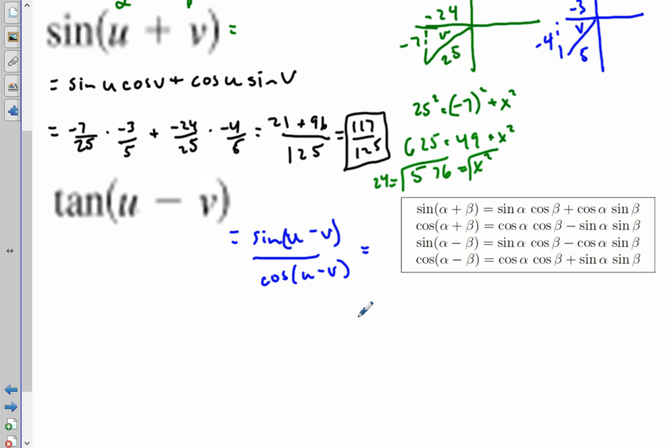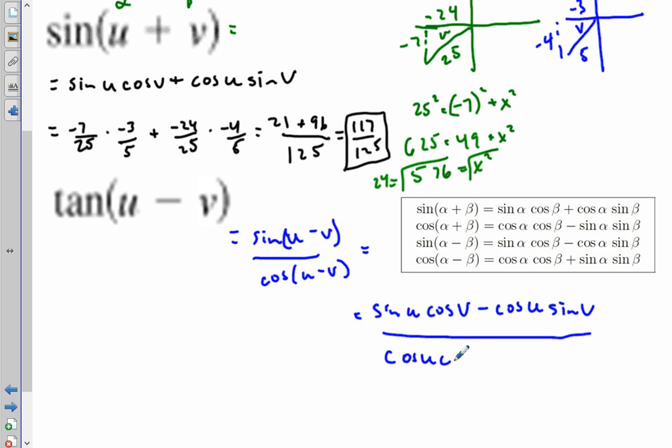Well, we have right here sine of u minus v. So it's going to be sine of u cosine of v minus cosine of u times sine of v. Cool, cool. So the next part is what's going to be that, and then we're going to have that over cosine of u minus v. So cosine of u cosine of v plus sine of u cosine of v. There we go. That's u.